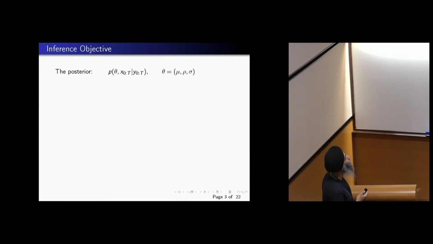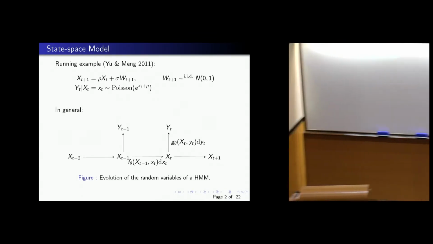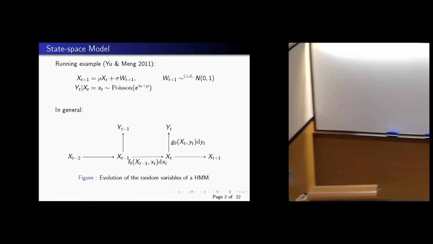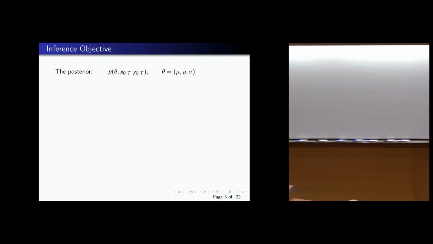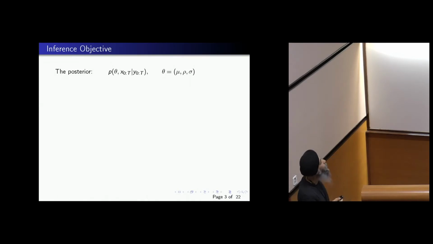So here's the inference objective, for instance. In the previous example there are three unknowns: the AR coefficient rho, the noise sigma that drives the AR process, and the base rate mu of the Poisson count random variable. There are three unknowns, and we'll lump them together and call it theta. We are given a time series from time 0 to capital T, and capital T in this talk can be very long, maybe thousands, hundreds of thousands. We're interested in sampling from this posterior distribution of theta and x0 to t.